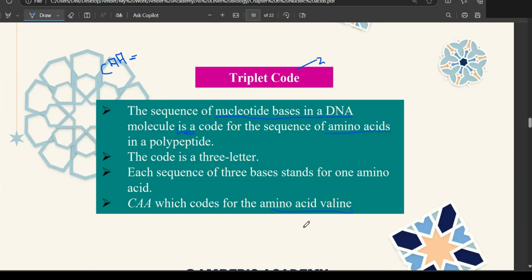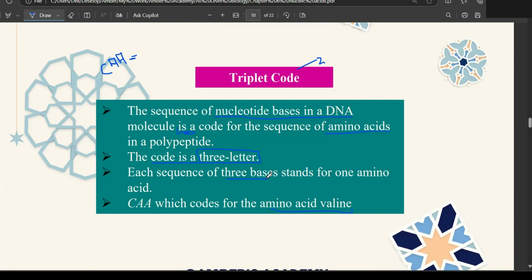And what exactly is the product? The product is your amino acid. And this code is always of 3 letters, so you need to remember this as well. Why are we calling it triplet code? We are calling it triplet code because it has 3 letters in it. And then each sequence of 3 bases. So you can make multiple sequences, right? CAA, CGG, CTT, TTA.